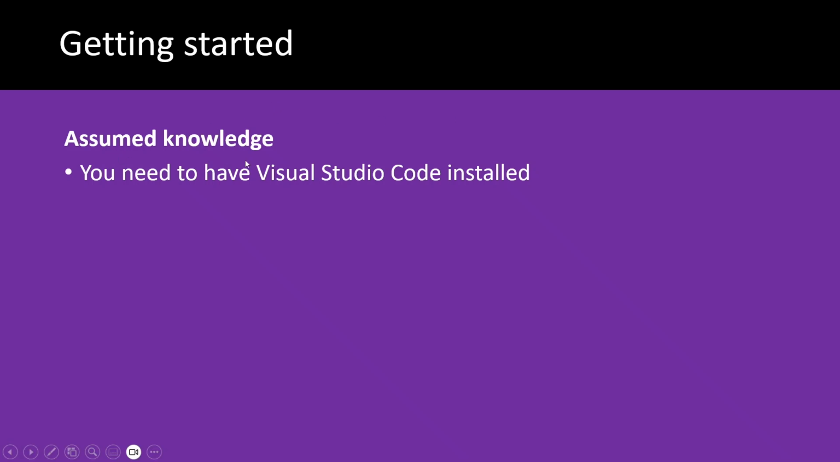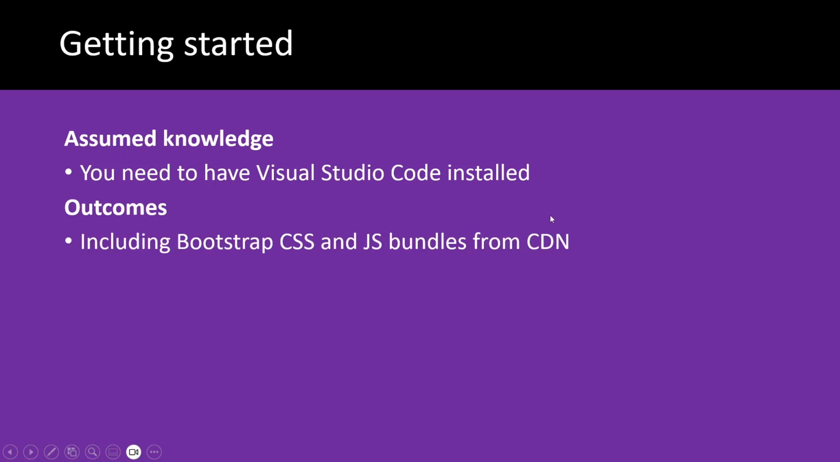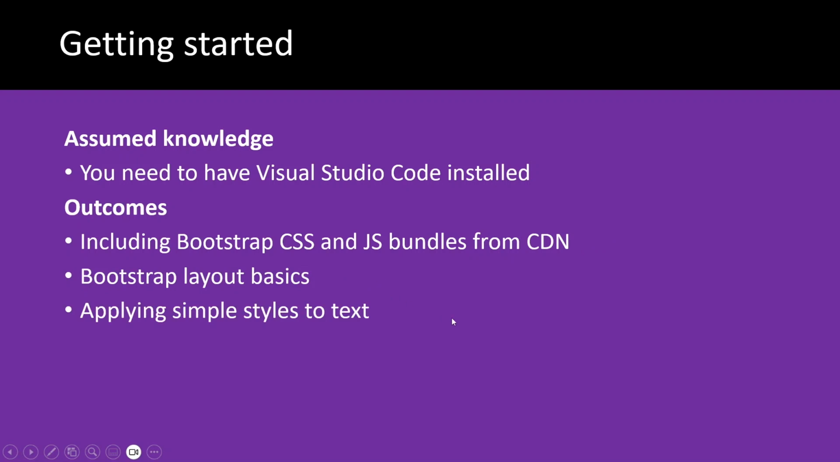So you need to have Visual Studio Code installed for this tutorial, but you won't need any other technology. You'll be learning about including Bootstrap CSS and JS bundles. We'll be using CDNs to serve that up. You won't have to host it yourself. We're looking at basic Bootstrap layout principles, applying some simple styles to text, and also looking at padding and margin. So let's get started.